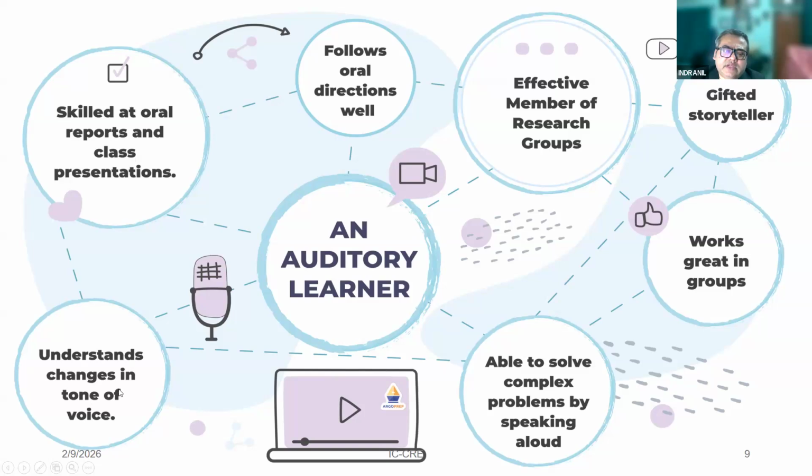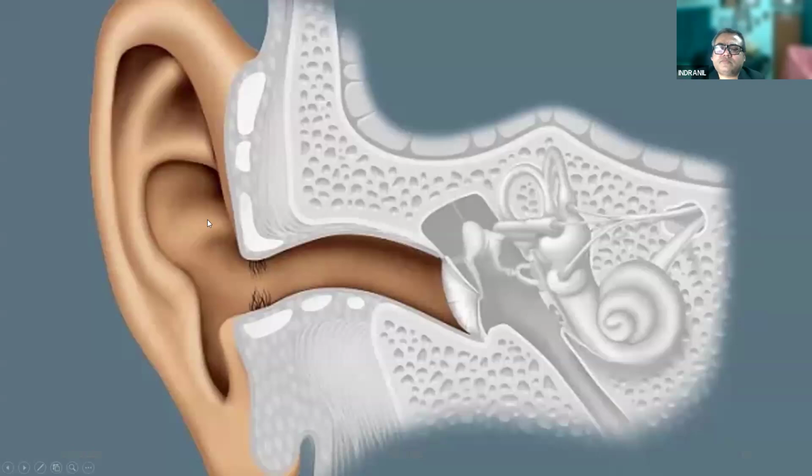They can understand changes in tone of voice, so they understand pitch changing mechanisms. There is pitch recognition, loudness recognition, and temporal (time) recognition with reference to sound stimuli. And when we change the signal-to-noise ratio, like +5, -5, meaning we are adding more noise or less noise, even in these challenging situations they can understand the signal very well. That is the concept of the speech in noise test. And they are skilled at oral reports and class presentations. So this is another aspect.